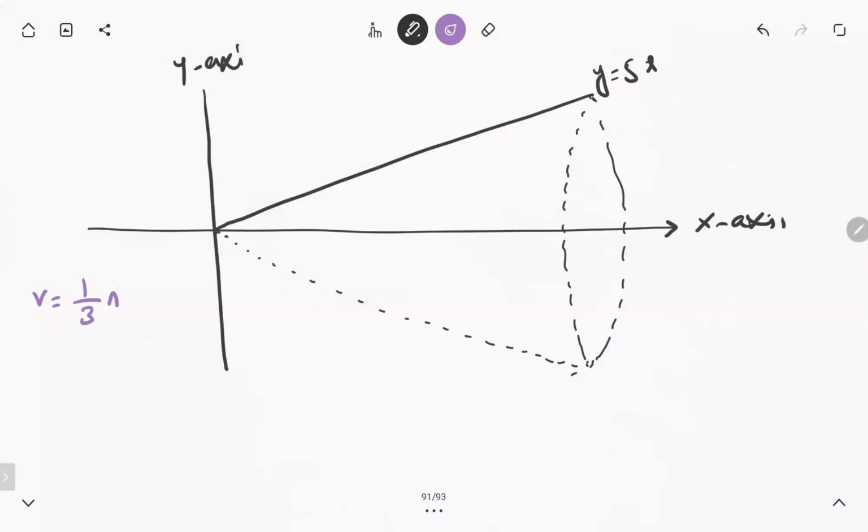One-third pi r squared h. That was the volume of a cone, one-third pi r squared h. Now tell me, what's the height of this? Okay, sorry, I haven't told that.